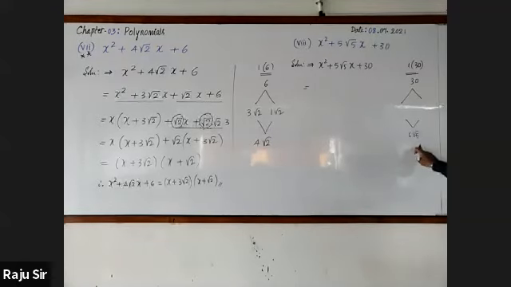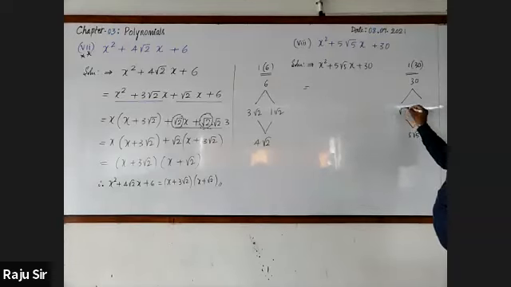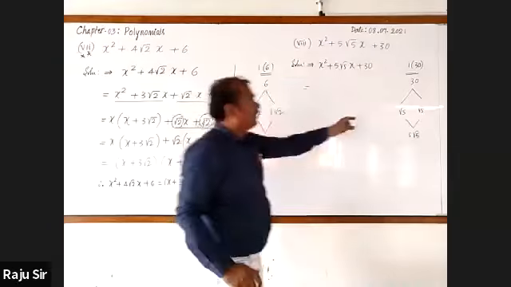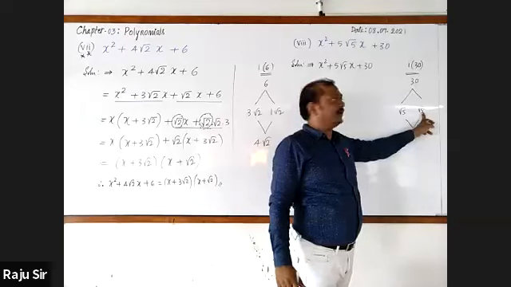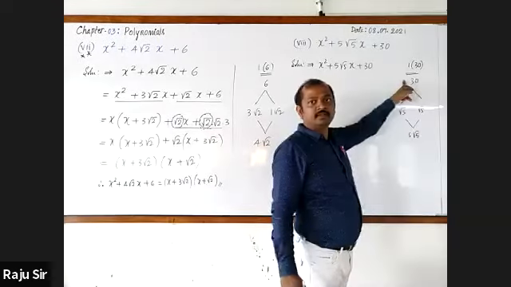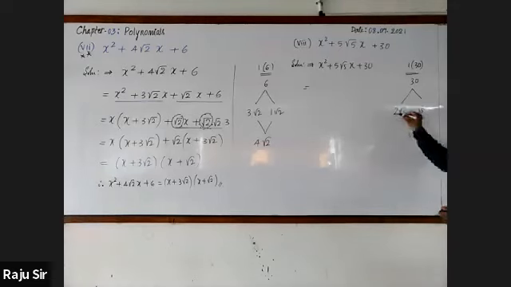Here the middle term has root 5, so I must write root 5 and root 5. Root 5 into root 5 is 5. 5 how much? 5 root 5 and root 5. Very good.